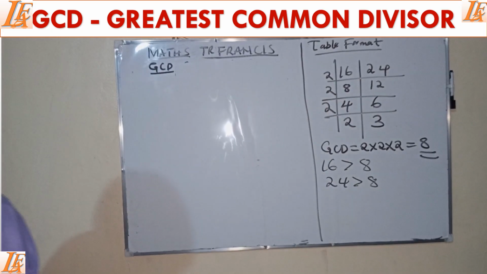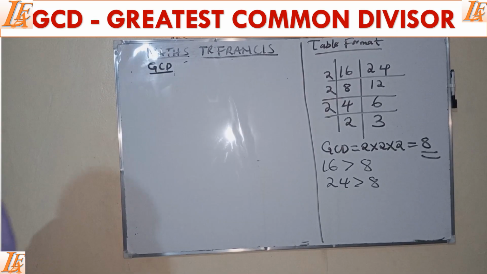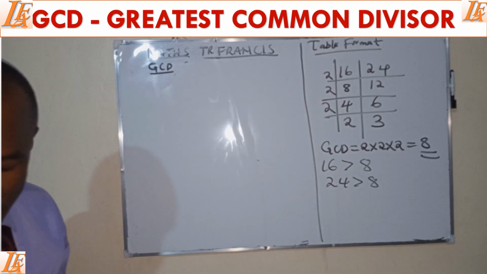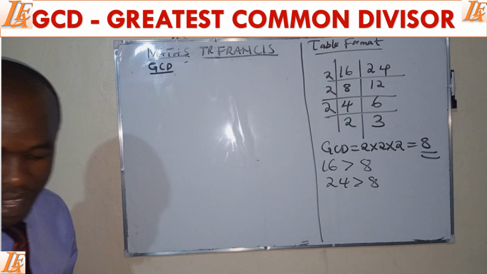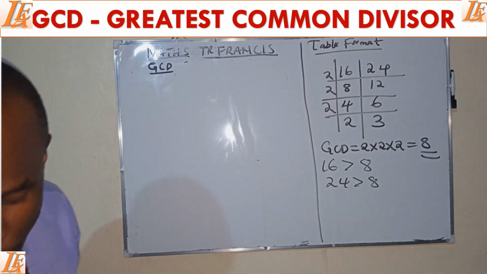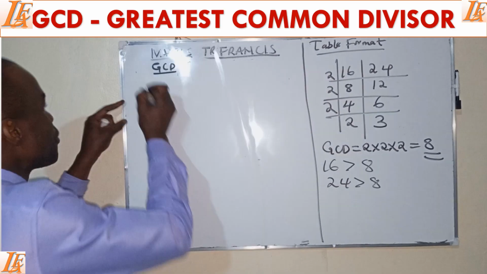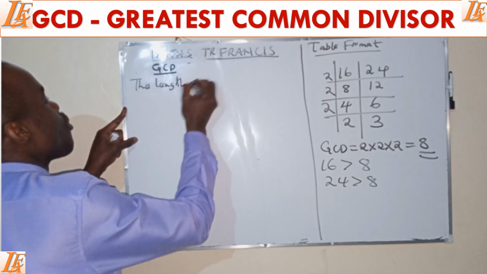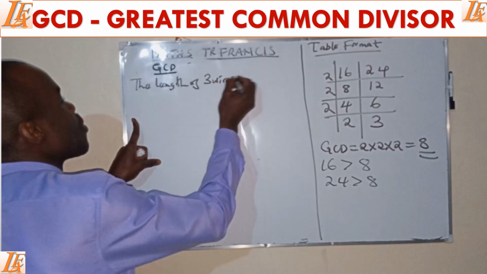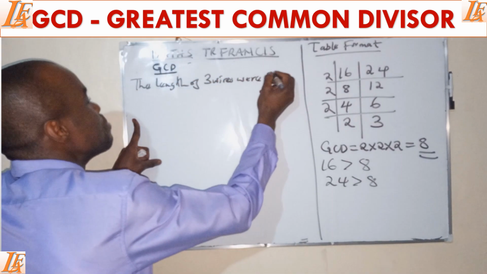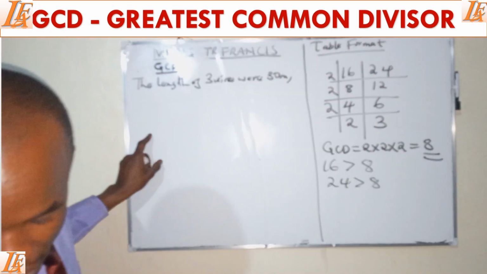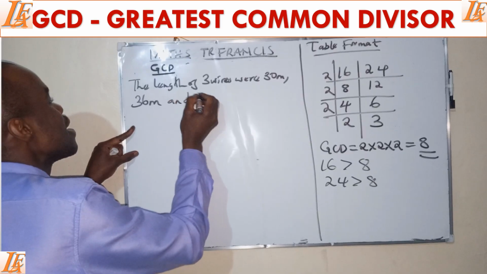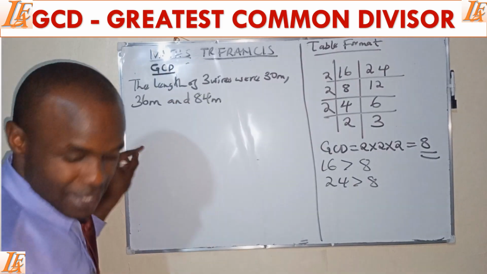Let us have this example. You may write it down. There's a question I have here. The lengths of three wires were 30 meters, 36 meters, and 84 meters.